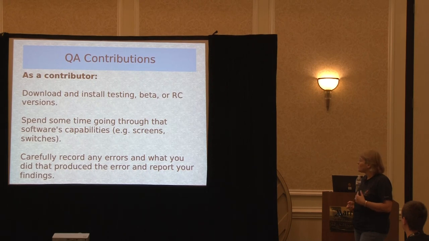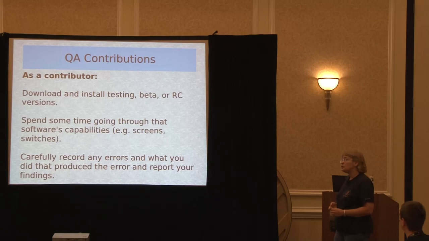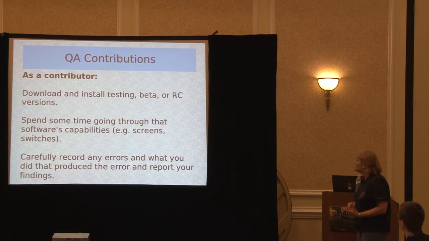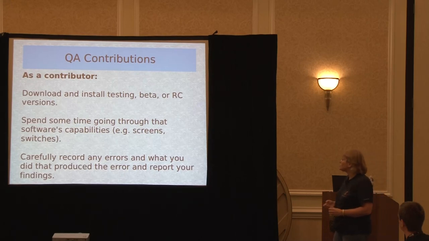And this is a way where even if you can't write code or you can't submit patches yourself, you can still let the developers know there is a problem and this is the error and this is how I get this error. And for Q&A, basically, all you have to do is download either their testing beta, release candidate versions, whatever the software is, go through it. So if it's command line, go through all the switches, try all the different scenarios. If it's menu driven, start going through screens and clicking on everything, seeing what works and what doesn't.